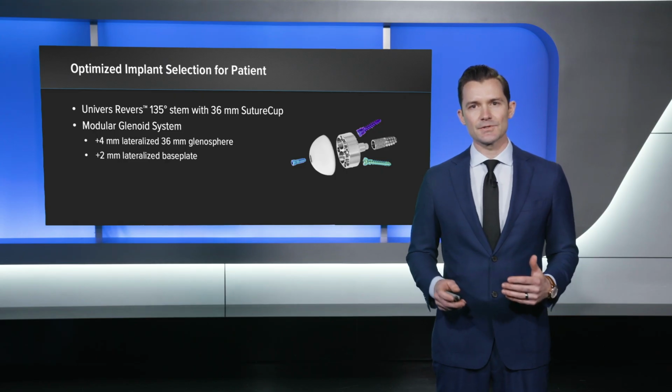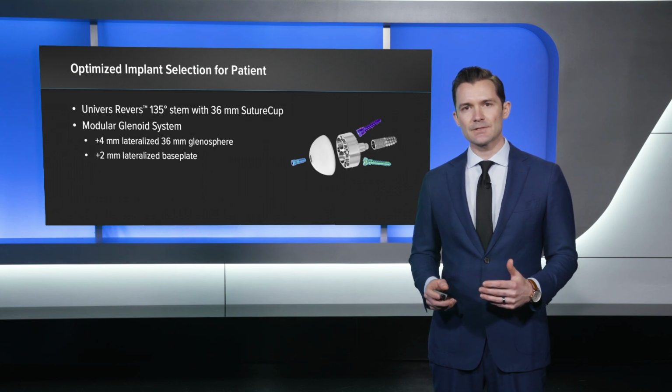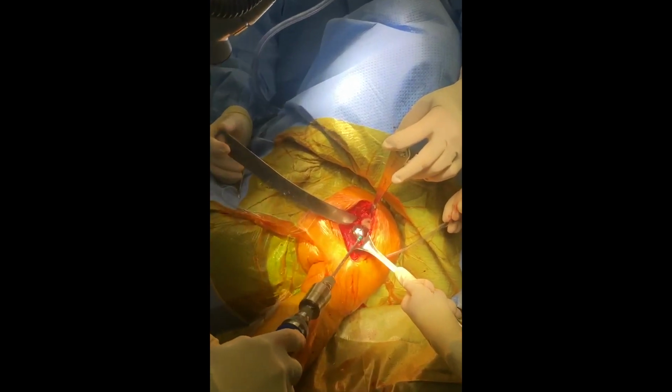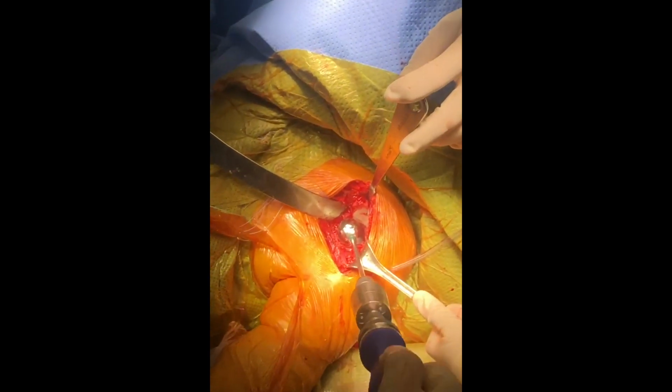There's multiple glenosphere sizes, as we talked about. In this patient, a 36+4 plus a +2 lateralized base plate allowed us +6 lateralization for optimizing his range of motion and, again, avoiding scapular notching. The 24 base plate with the 20 screw fit very nicely.